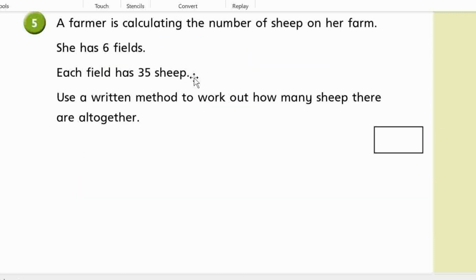Right, on to the next one. They get a bit trickier, but I think this one's okay. A farmer is calculating the number of sheep on her farm. She has 6 fields. Each field has 35 sheep. In other words, 6 times 35. Good. So to work it out, we need to do 6 times 30 plus 6 times 5.